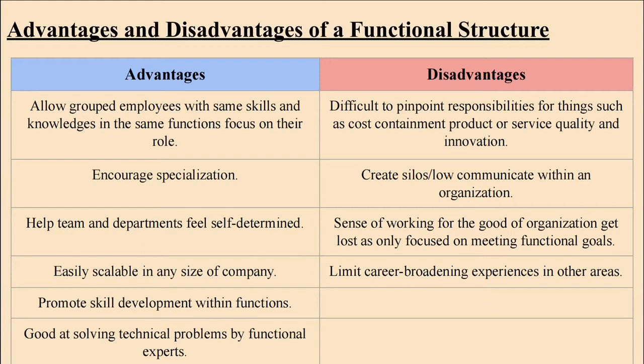In contrast, this structure also has disadvantages. For example, it is difficult to pinpoint responsibility for things such as cost containment, product or service quality, and innovation. This structure creates silos, which means low communication within an organization, and the sense of working for the good of the organization gets lost as people only focus on meeting functional goals. Last but not least, this structure also limits career broadening experience in other areas.